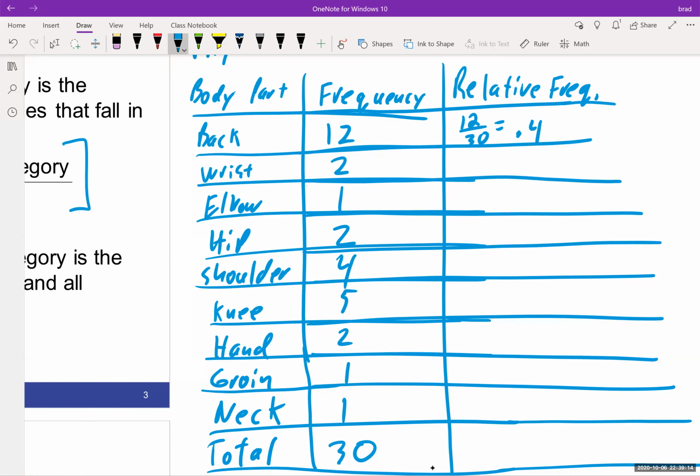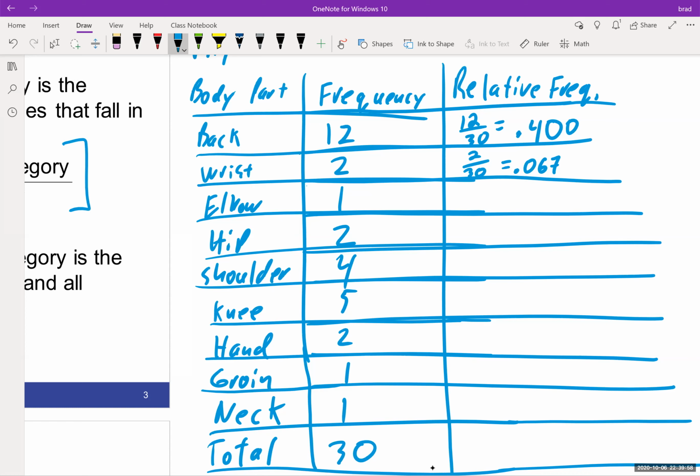Okay, so let's do 2 decimal places. I get 0.4, 12 out of 30. Now the next one, for wrist, we have 2 out of 30. So 2 divided by 30 on my calculator, I get 0.0667. That's too many decimal places for our class, so let's do 2, which would be 0.07. Actually, let's go 3. I just can't help it. I don't want to be so inaccurate that it doesn't work at the end, so I'll do 3 decimal places.